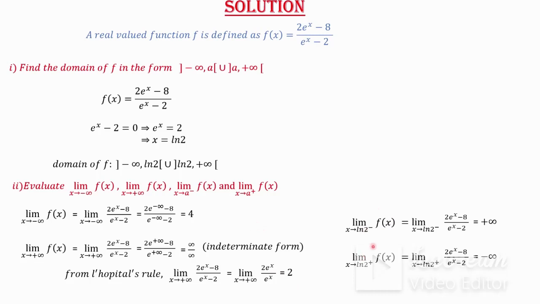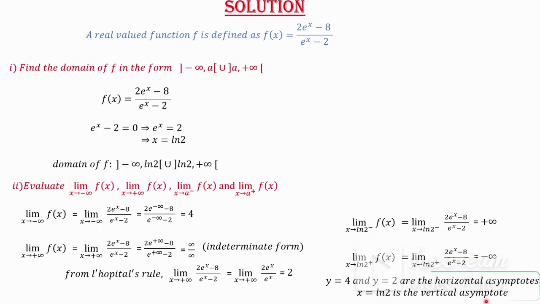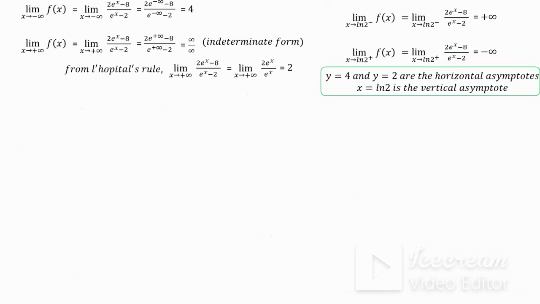Similarly, since the limit of f of x as x tends to ln of 2 from below gives us positive infinity, an infinite number, and the limit of f of x as x tends to ln of 2 from above gives us also an infinite number, we can conclude that x equals ln of 2 is our vertical asymptote. So, concluding: y equals 4 and y equals 2 are the horizontal asymptotes and x equals ln 2 is the vertical asymptote, which answers Roman 2 of our question.